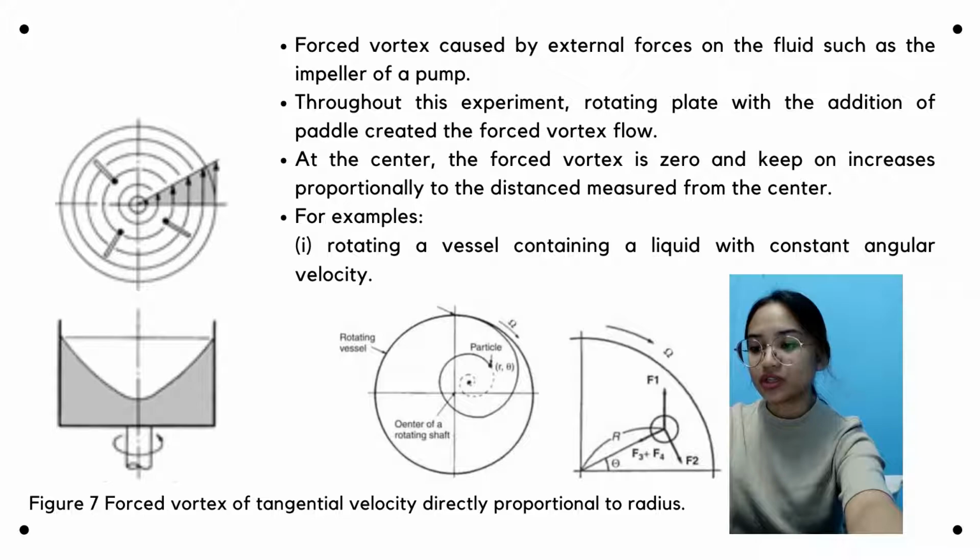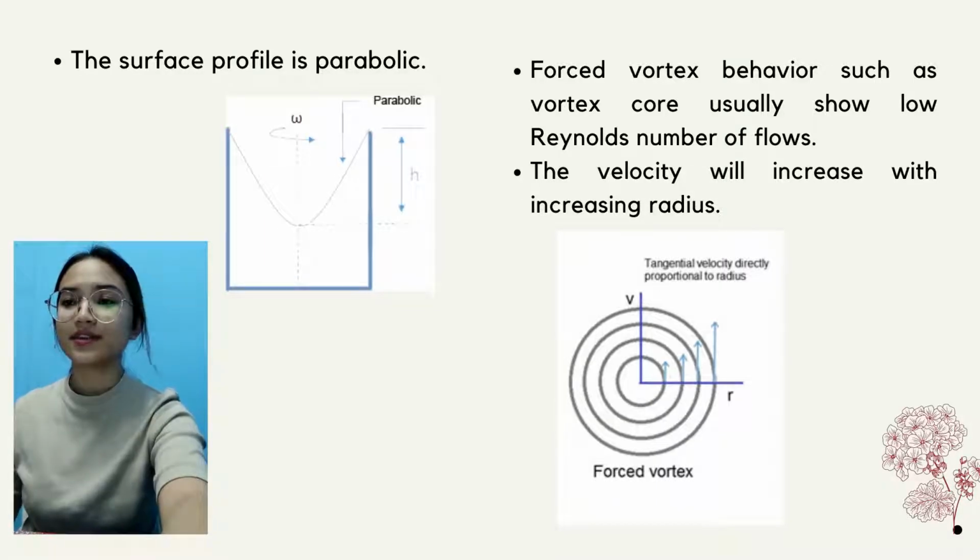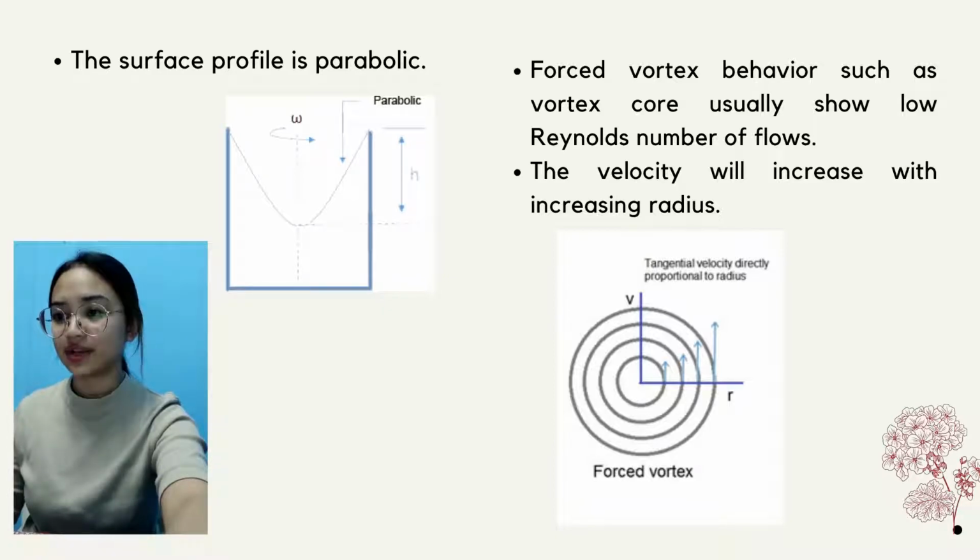During forced vortex motion, the fluid mass rotates by an external source of power that exerts constant torque on the fluid mass and causes it to rotate with constant angular velocity. For example, rotating a vessel containing a liquid with constant angular velocity, as shown in the figure below. For forced vortex, the surface profile is parabolic, as shown in the figure below. Forced vortex behaviors such as the vortex core usually show a low Reynolds number of flows. The velocity will increase with increasing radius, as shown in the picture below also.